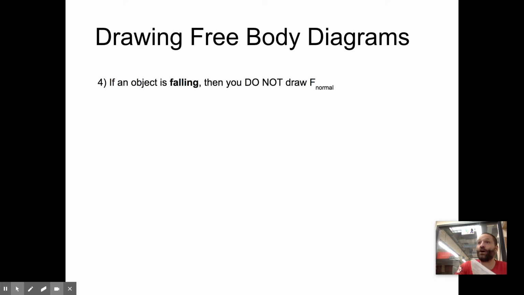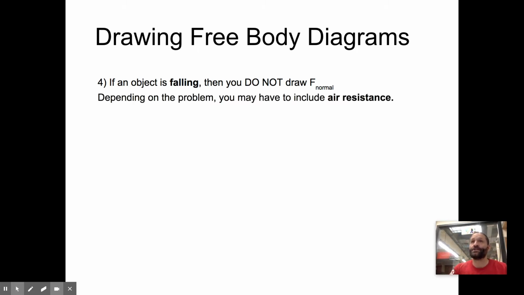If an object is falling, you do not have to draw the normal force, right? Because remember, the normal force is the support force. So right now, my hand is the support force for the paper. I take away my hand, it's falling. It's F of little g. So depending on the problem, you may have to include air resistance. So in this one, and this probably isn't drawn to scale because the air resistance is very, very minuscule and tiny, typically, right? Typically. So F of air, or F of air resistance, the force of air resistance.